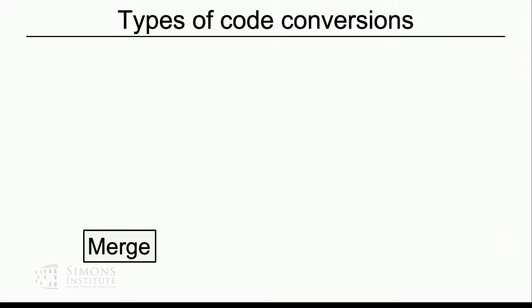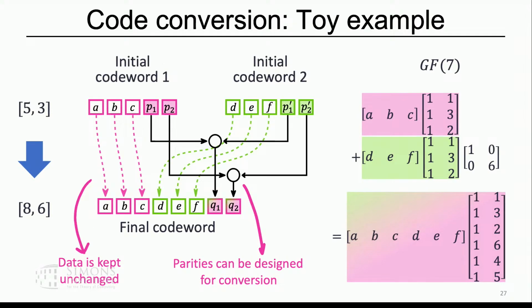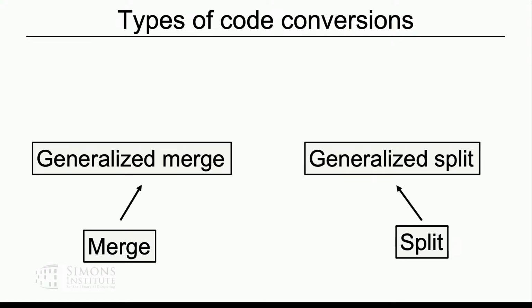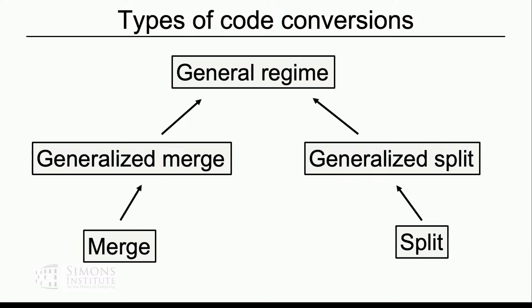So the example that I showed was of merge type of conversion. That is, we took multiple initial code words and then merged it into one final code word. But there are other types of conversions called split, where you take one and split into multiple, and then generalized versions of this, and then finally the general regime, which takes us from any (n_I, k_I) to any (n_F, k_F). So this is just a taxonomy of different classes of conversions. This just helps us to break the problem into smaller parts.